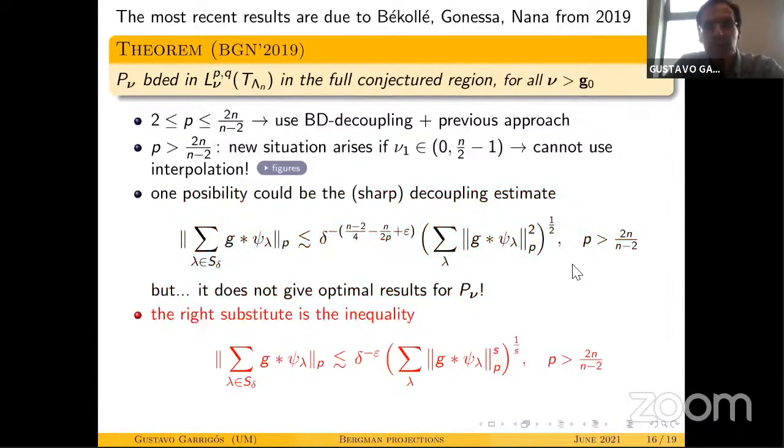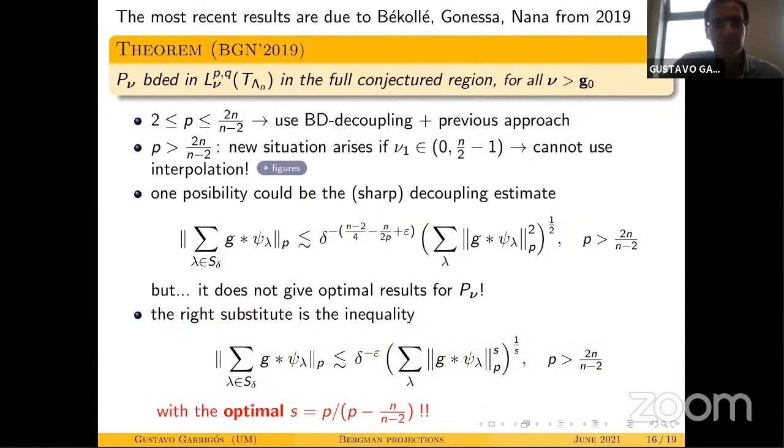And the object that you have to use, actually, when p is larger than 6, is to try to put here a power which is just epsilon, okay? Not with a positive exponent. Maybe you don't have s equal to 2. Maybe you have a different s, but try not to have any exponent here and try to have the best possible s here. So if you do that, you use this kind of decoupling inequality, then you will be obtaining actually the full result for the Bergman projection P nu.